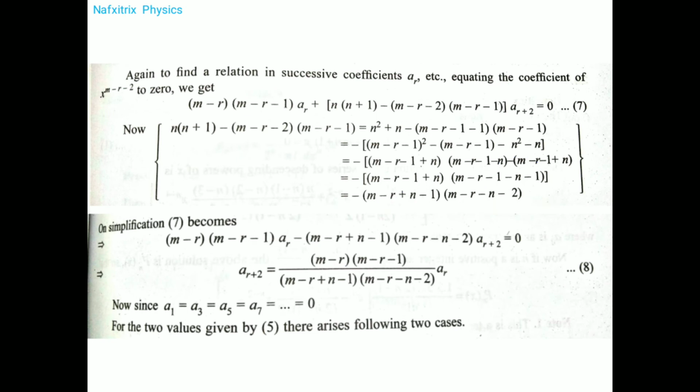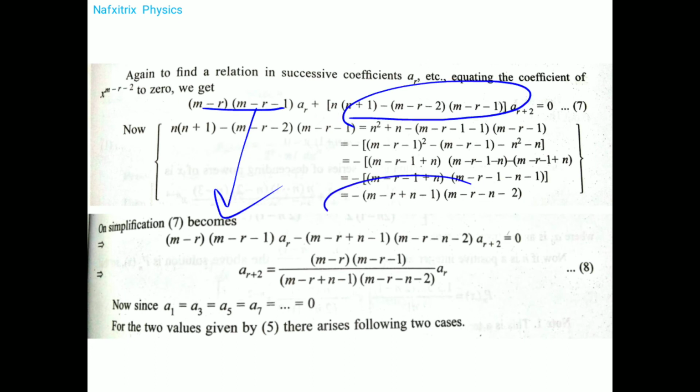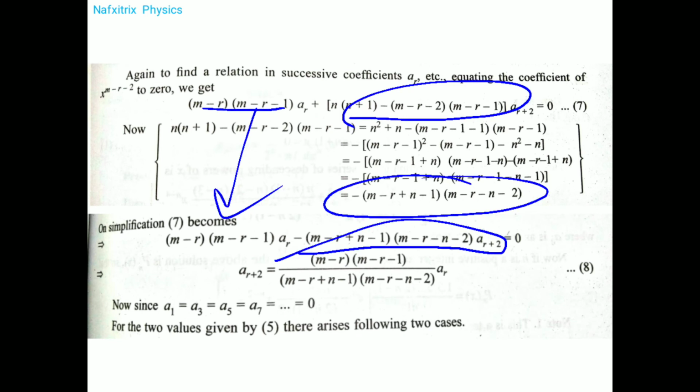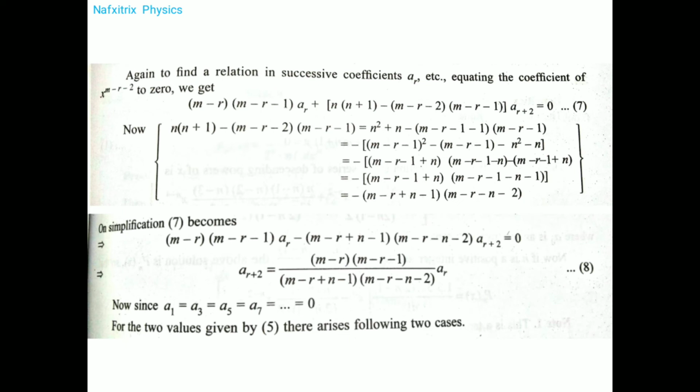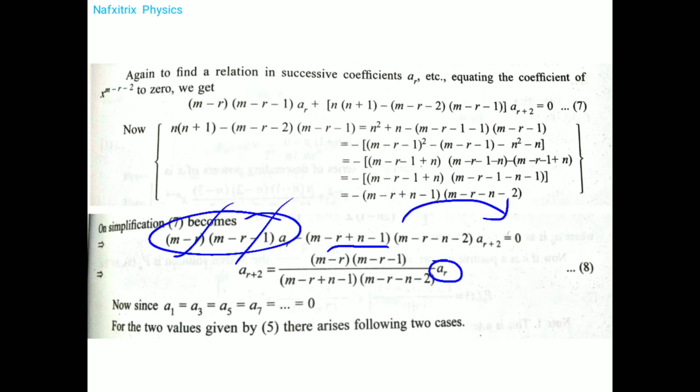So now we just need to replace this simplified one. So m minus r minus 1 is as usual. In the place of this, the simplified version, that is this, has to be placed into a(r+2) equals 0. And now this one has to be sent to that side. So a(r+2) into (m minus r plus n minus 1)(m minus r minus n minus 2). So that one is there. And here this one is there: a(r) into (m minus r) into (m minus r minus 1). So (m minus r) into (m minus r minus 1) is there.